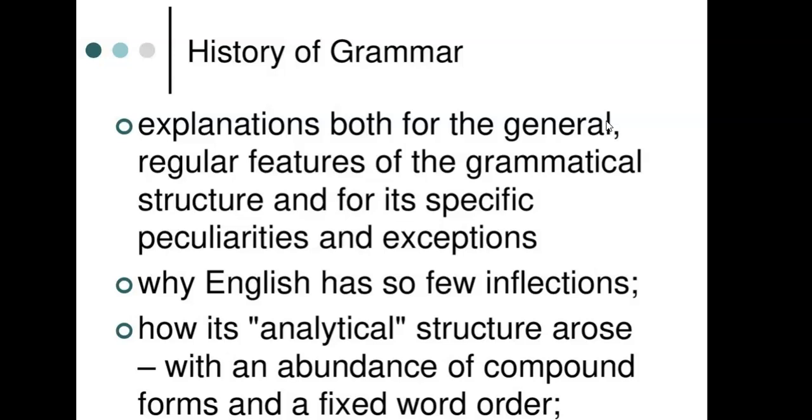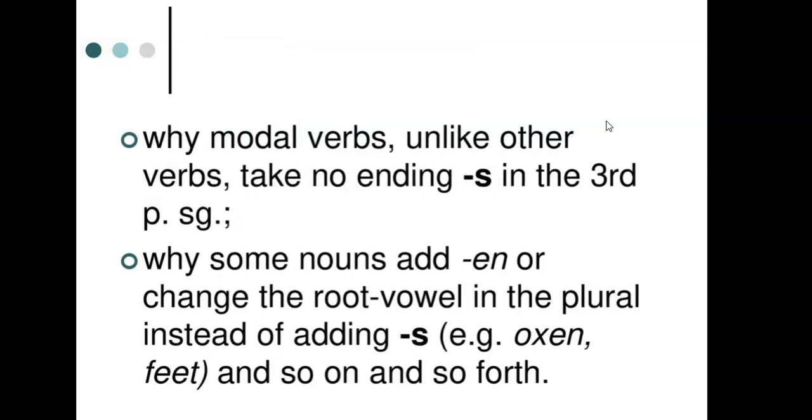So, the history of grammar. It gives an explanation for the general regular features of the grammatical structure and for its specific peculiarities and exceptions. Why does English have so few inflections? How did its analytical structure arise, with an abundance of compound forms and a fixed word order? Why do modal verbs, unlike other verbs, take no ending -s in the third person? Why do some nouns end in -en or change the root vowel in the plural instead of adding -s? For example, oxen, feet, and so on.